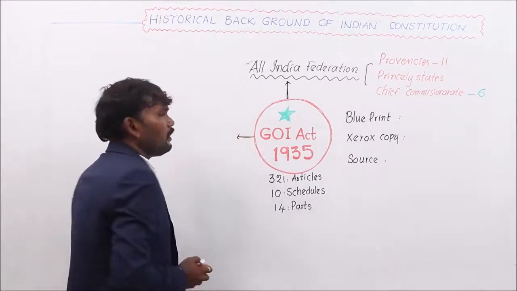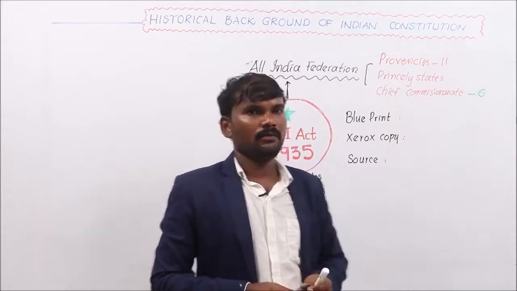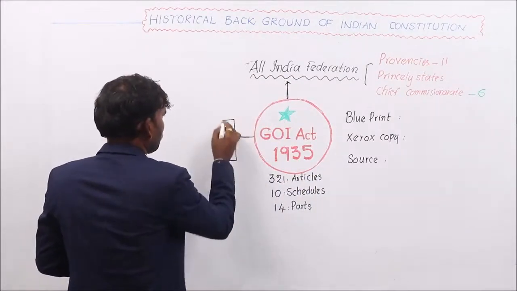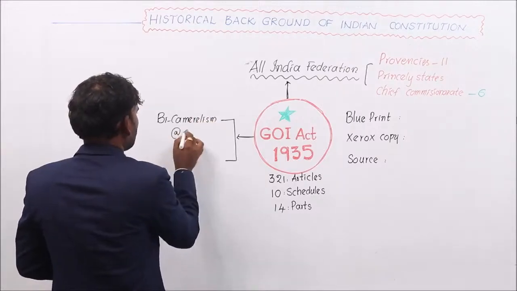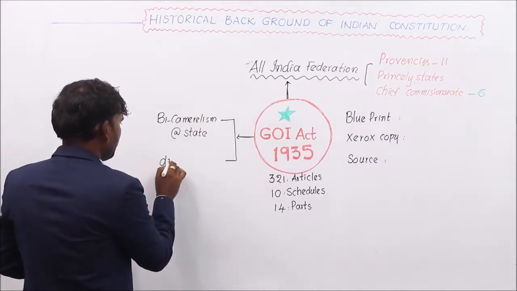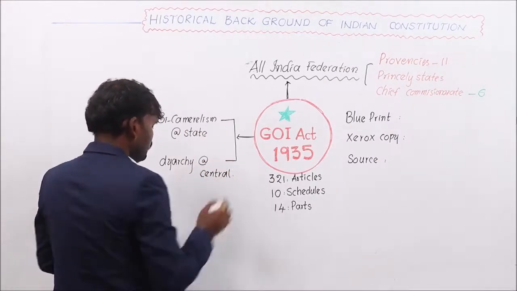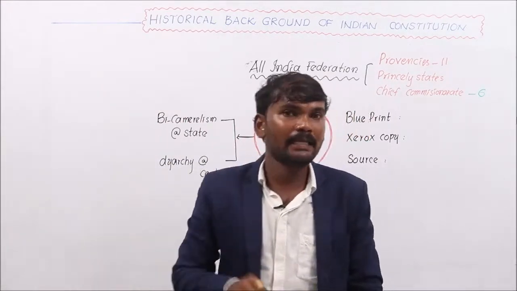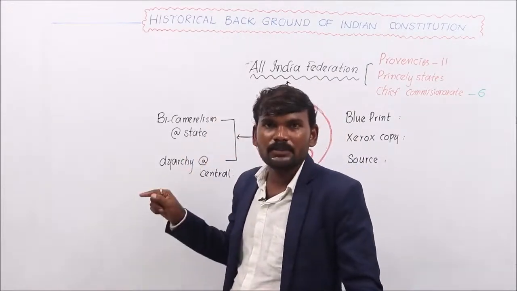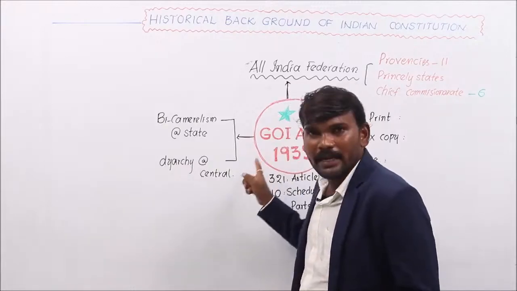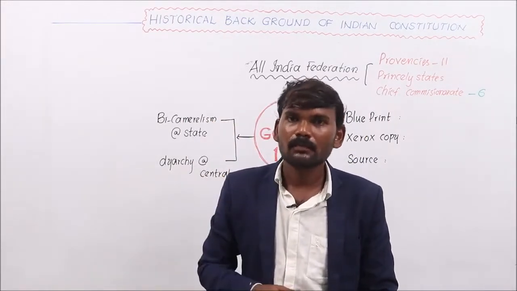The second one is, this act introduced bicameralism at state level and introduced the diarchy system at central level. These 2 things are very, very important. These 2 subjects were first introduced by the 1919 Montague-Chelmsford Act, but at a different level. In the 1919 Act, bicameralism was adopted at central level, but by the 1935 Act, bicameralism was introduced in 6 states out of 11: Bengal, Bombay, Bihar, Madras, like that.